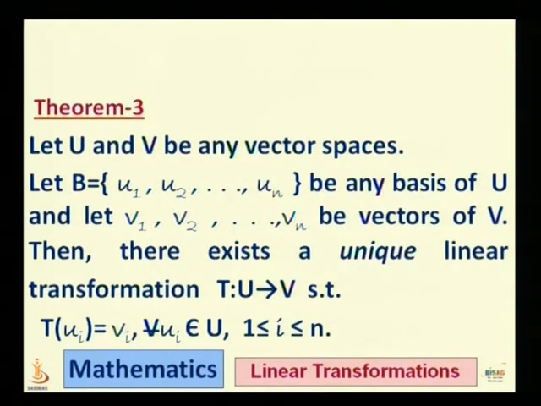Next theorem, theorem 3. Let u and v be any vector spaces. Let b is equal to u1, u2 up to un be any basis of u, and let v1, v2 up to vn be vectors of v. Then there exists a unique linear transformation t from u to v such that t of ui is equal to vi for every ui belonging to u, 1 less than or equal to i less than or equal to n. So here we prove this theorem.